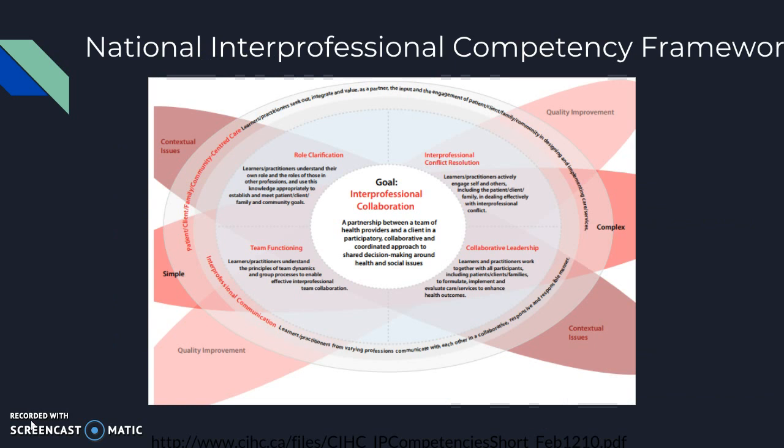Okay, so I put this on. This is the framework or the model that we're discussing, and in the back it has some background considerations: complexity, contextual issues, quality improvement. Basically, complexity is that interprofessional collaboration approaches may differ along a continuum from simple to complex, saying that some issues are going to be point A to point B, and some are going to take a whole other route that requires a lot more collaboration between different sectors or professions.